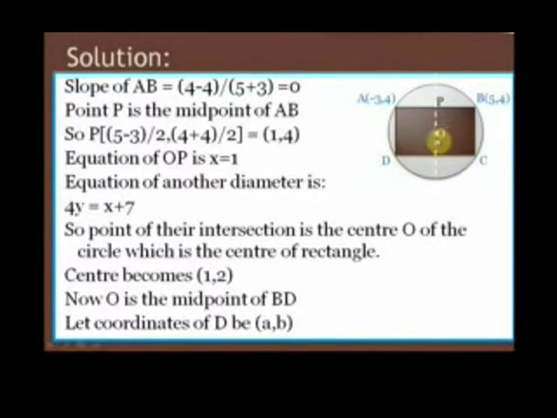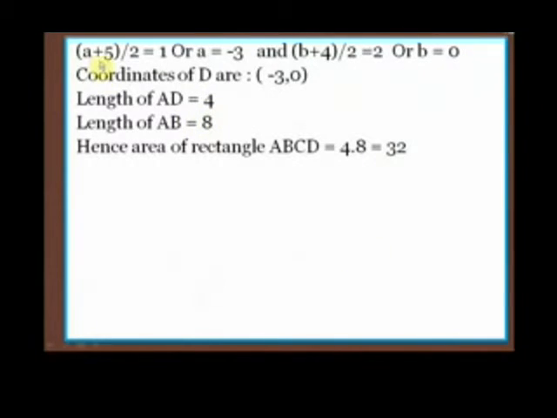So O divides BD. Now we know the coordinates of O, we know the coordinates of B, and we know that O is the midpoint of BD. So we can easily find the coordinates of D. Let the coordinates of D be (a, b). Then (a + 5)/2 is equal to 1, or a equals -3. And (b + 4)/2 is equal to 2, or b equals 0. Thus the coordinates of D become (-3, 0).